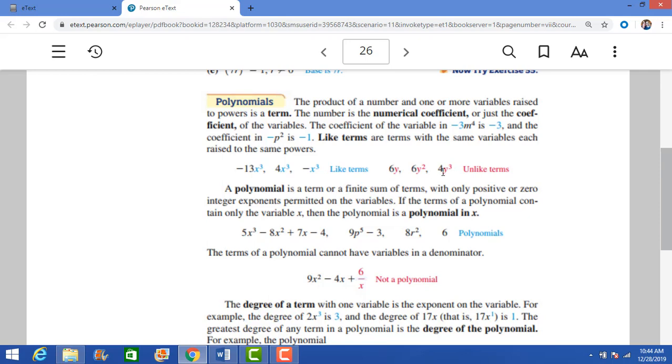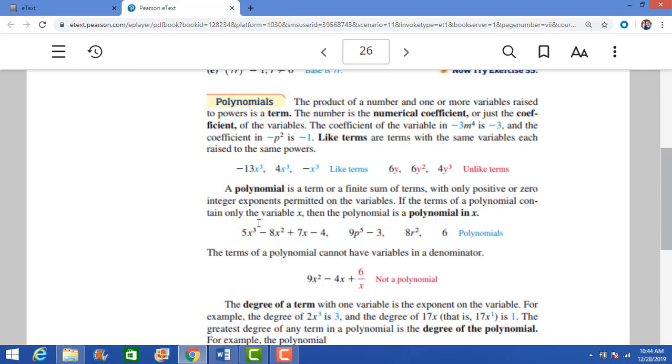Okay, so a polynomial is a term or a finite number of terms with only positive or 0 integer exponents permitted on the variables. If the terms of a polynomial contain only the variable x, then the polynomial is a polynomial in x. So for example, here are some polynomials.